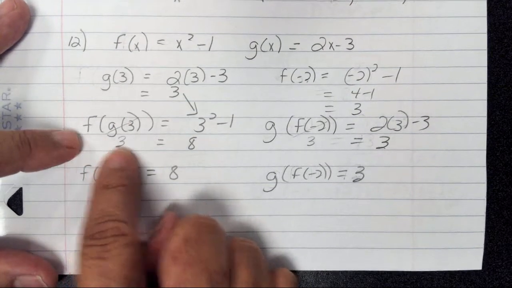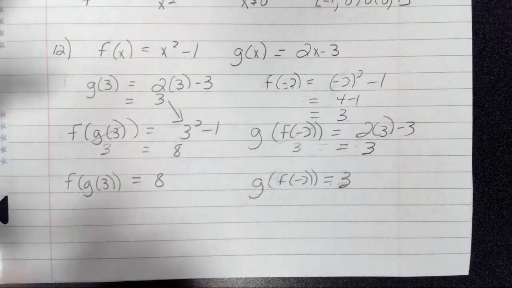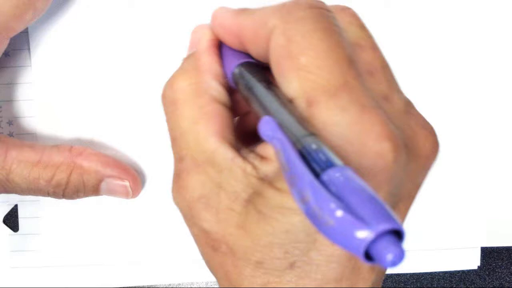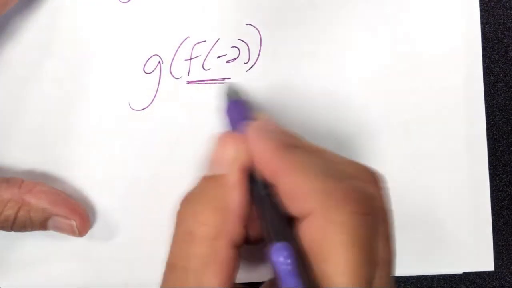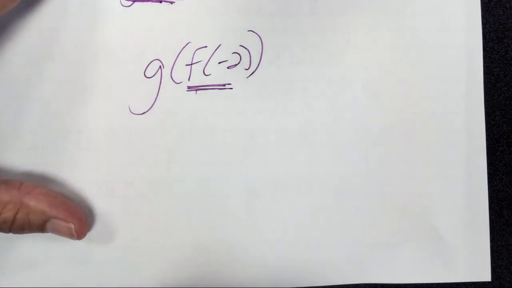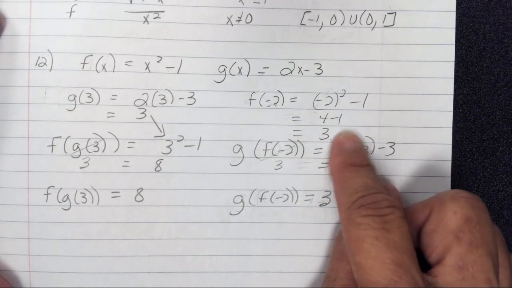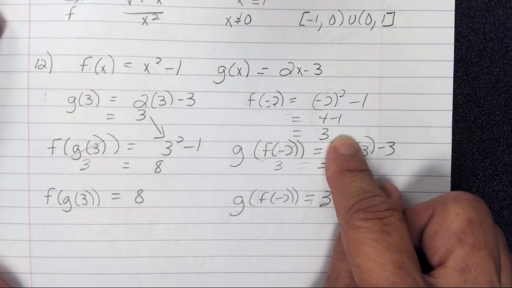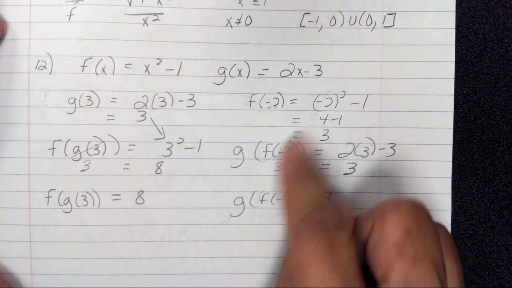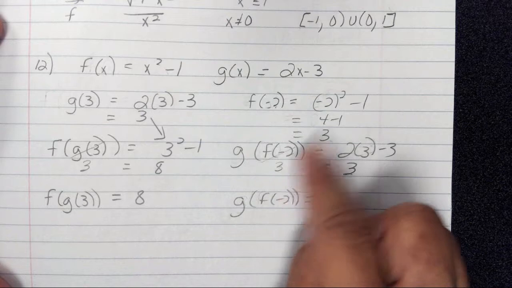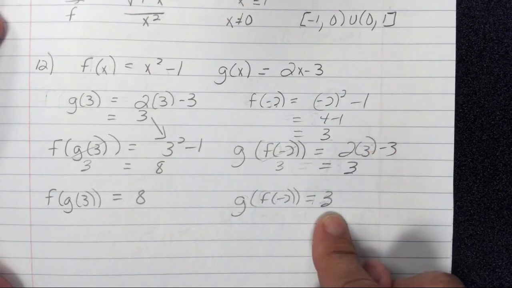So f of 3, 3 squared minus 1 would be 8. To do g of f of negative 2, what do I do first? F of negative 2. So f of negative 2 squared would be 4, minus 1 would be 3. So now in place of f of negative 2, what can I put? 3. So g of 3 would then come back to 2 times 3 minus 3, which would be 3.